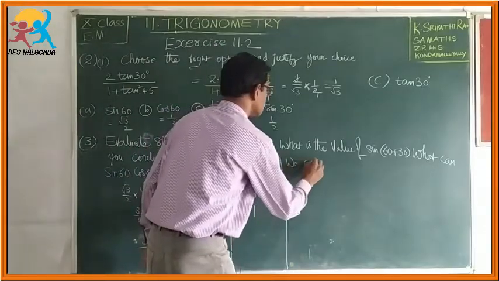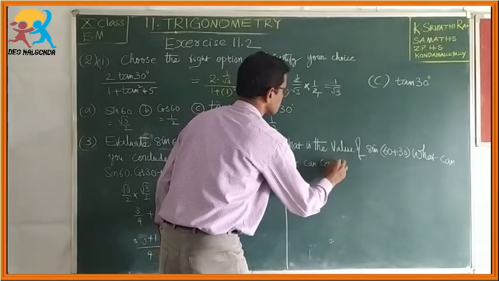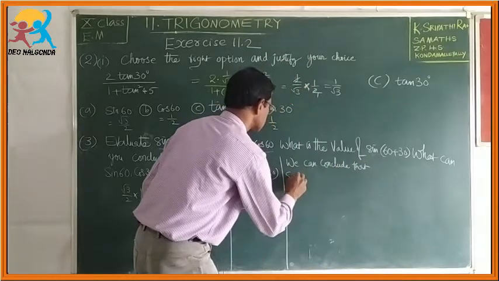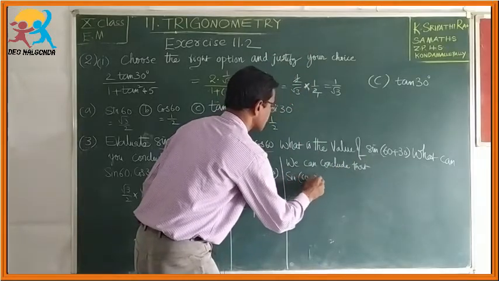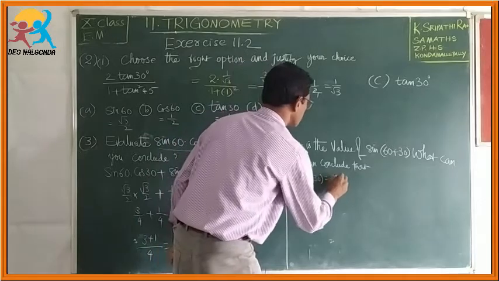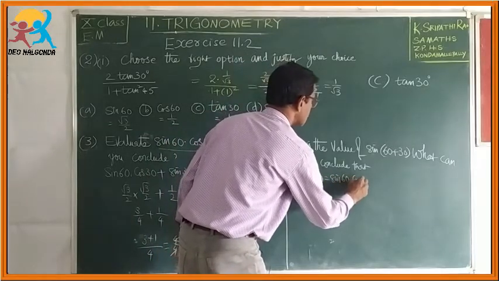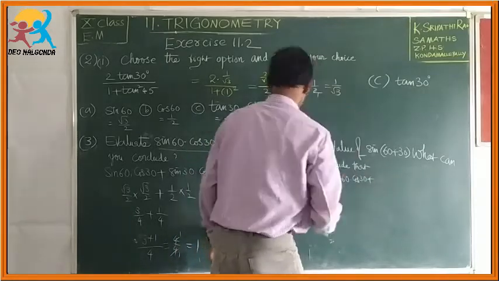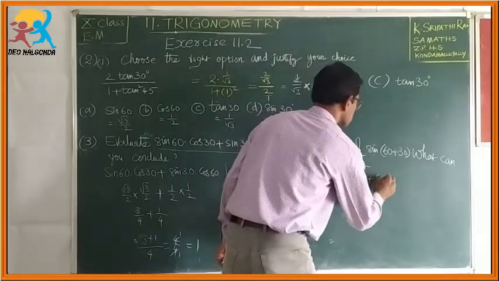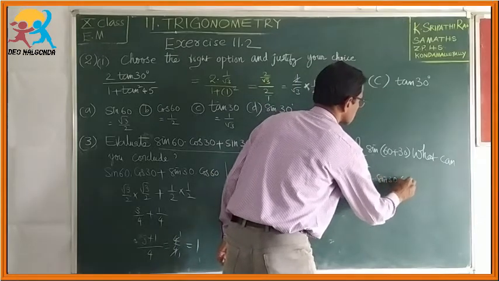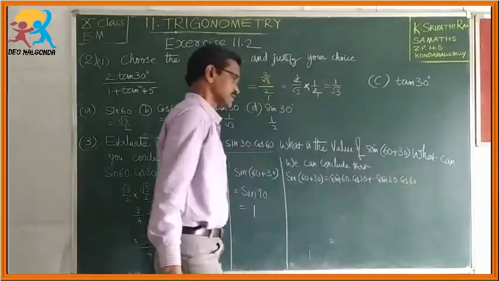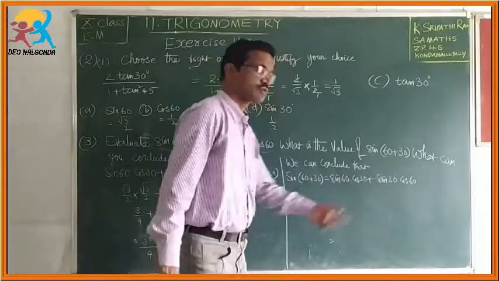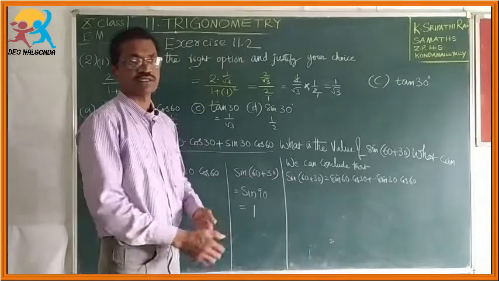We can conclude that sin(60 + 30) is equal to sin 60 cos 30 plus sin 30 cos 60. Both are equal. This value is 1, and its value is also 1. So we can prepare a formula from this problem.